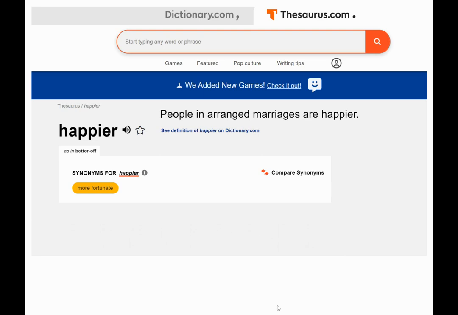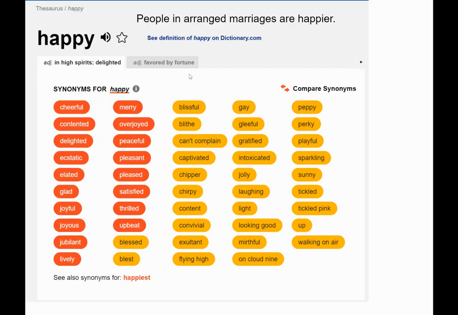Okay, this is your new sentence. People in arranged marriages are happier. So you type in the word "happier," but only one word pops up, "more fortunate." You could use that, or similar to a dictionary, when you're using the thesaurus, instead of using "happier," you could put in "happy." And look at all of these different synonyms that pop up. But again, you have to make sure that it makes sense.